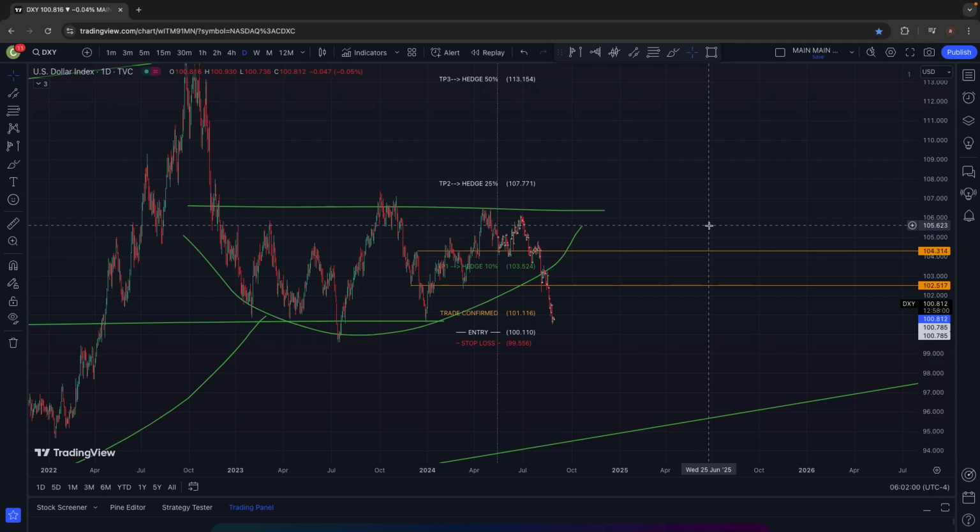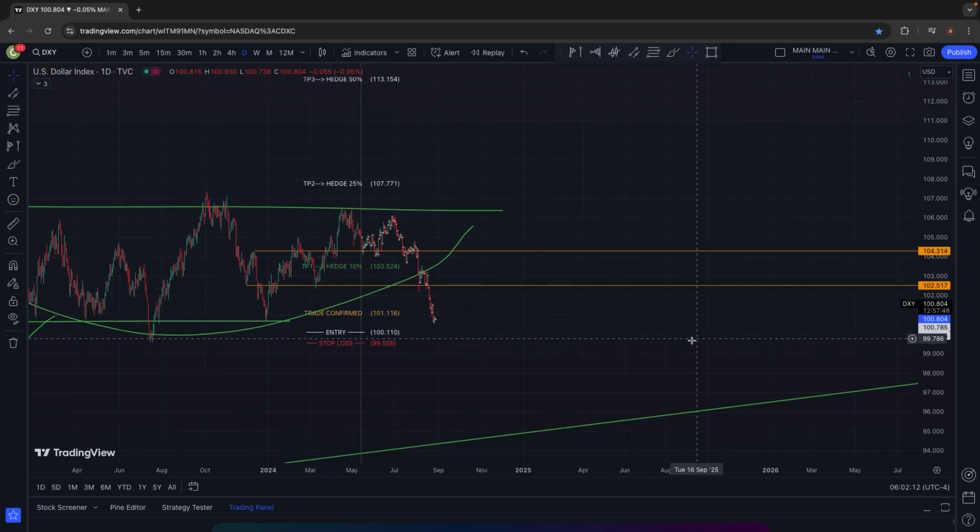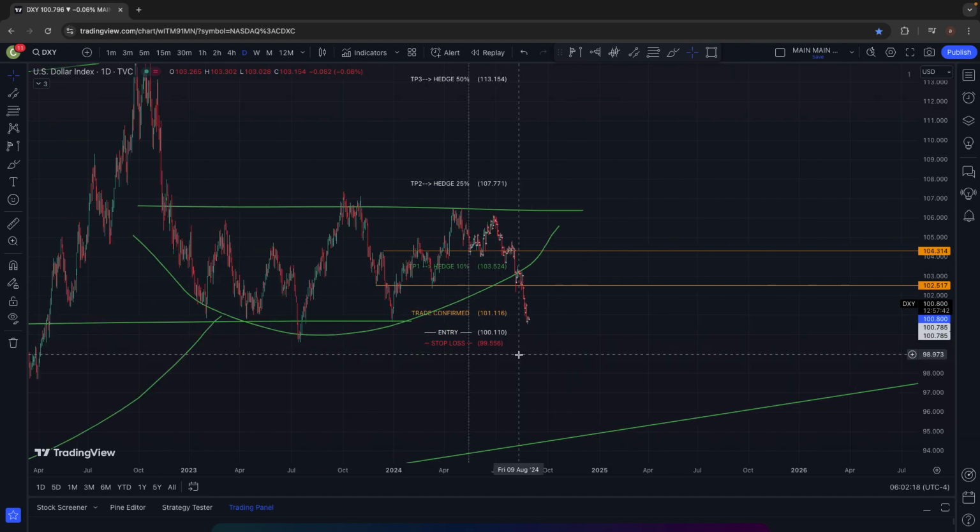Starting it off with DXY because we have not followed up on this video in a while, and I do see that we are putting in a little bit of a local low and possibly a pivot. So this is something I wanted to point out: DXY is underneath the $101 area. This is where I expected a lot of the shorts to be closing and a lot of people to be accumulating dollar moving forward.